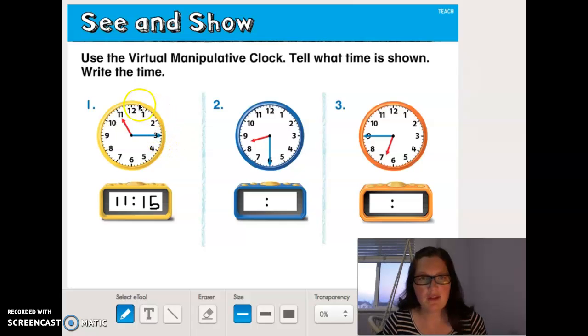Let's look at our second one. The hour hand is between 8 and 9, so it's in the 8 o'clock hour. So I write 8 in the hour space. And then it has gone halfway around the clock, like we talked about yesterday, so it would be 8:30.